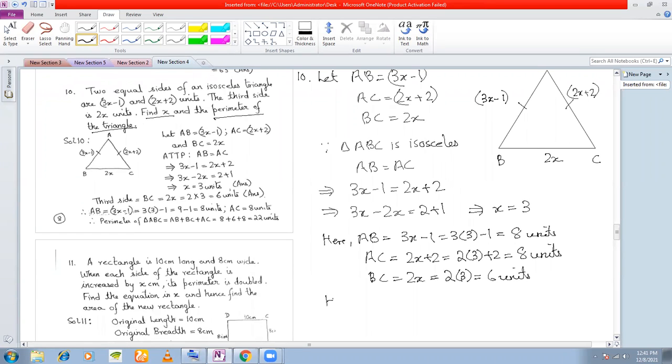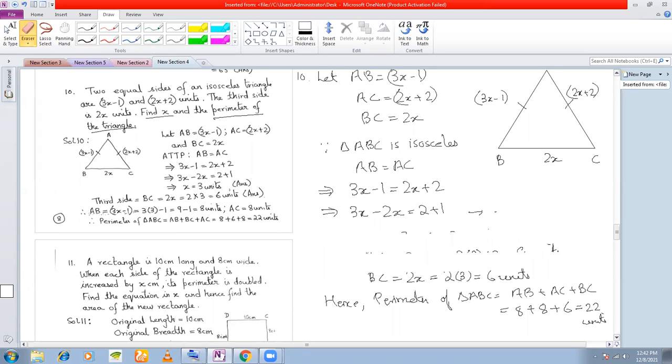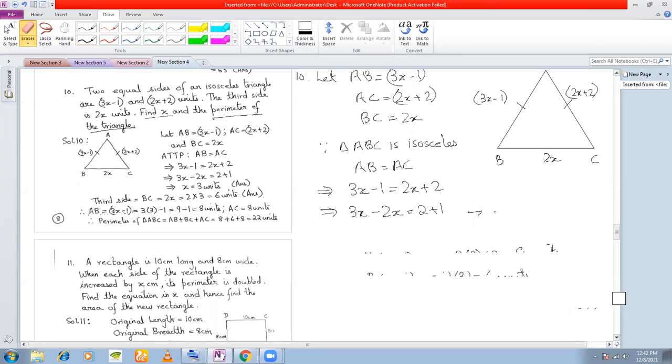Hence, what is the perimeter? It is the sum of the lengths of the sides, AB plus AC plus BC, which is 8 plus 8 plus 6, which is equal to 22 units. Clear? Easy enough problem. We'll move on to the next problem.